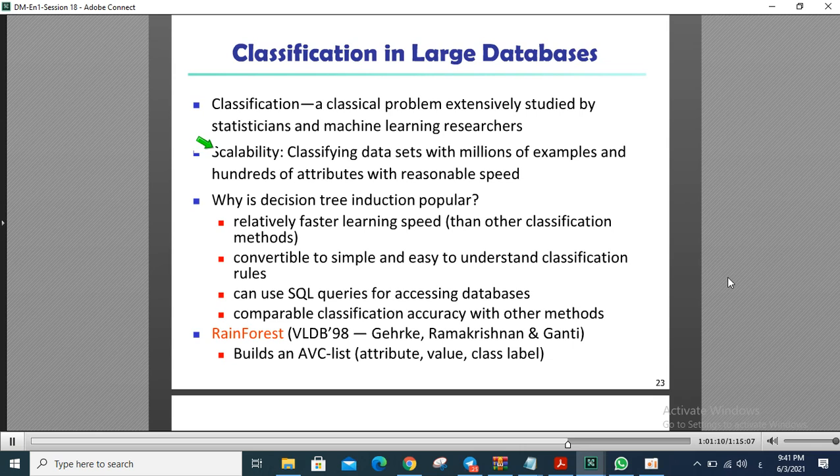We call it the scalability issue. Scalability means that I can use a method regardless of the size of input data. In some cases, some approaches, some algorithms are scalable. They can handle large input data, but not all of them.